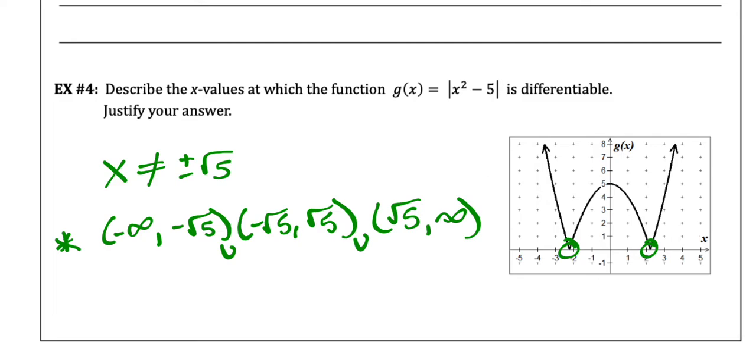So, is that how you justify your answer? No, you're right. I skipped over that instruction. I honestly did not even see it, and that's pretty terrible of me. The justification I said out loud, but I didn't write down. The slope on the left and the slope on the right at both plus and minus square root of 5 are different. So that would be the justification.